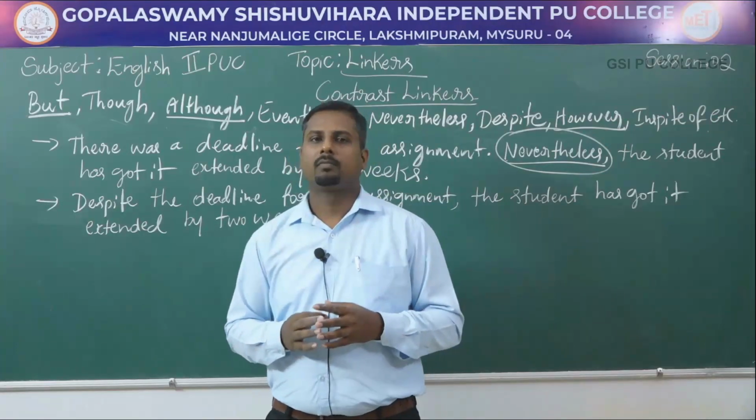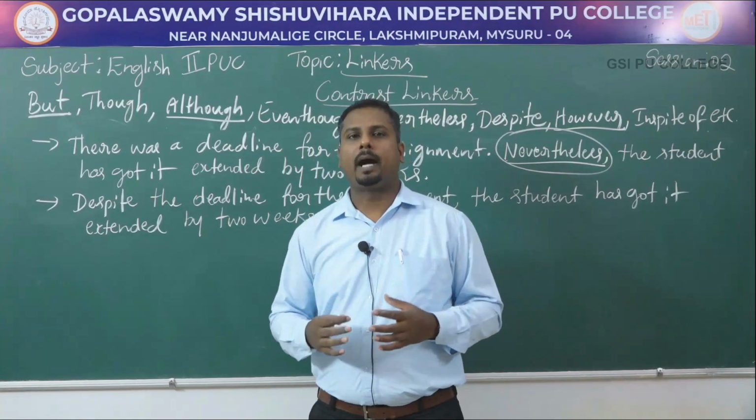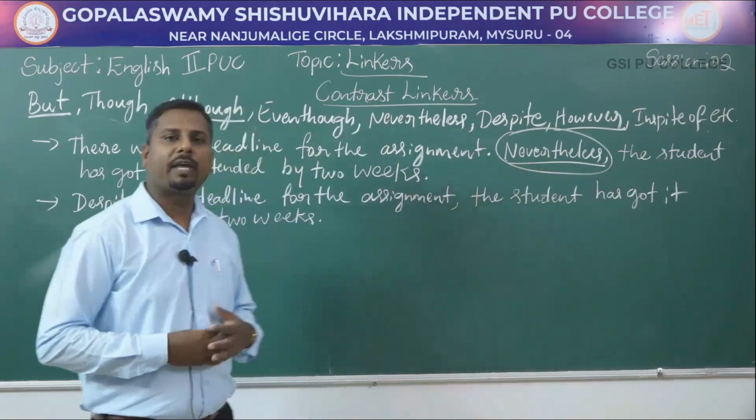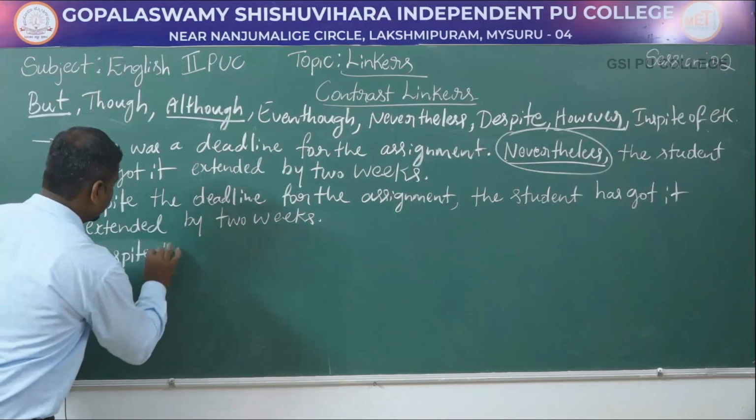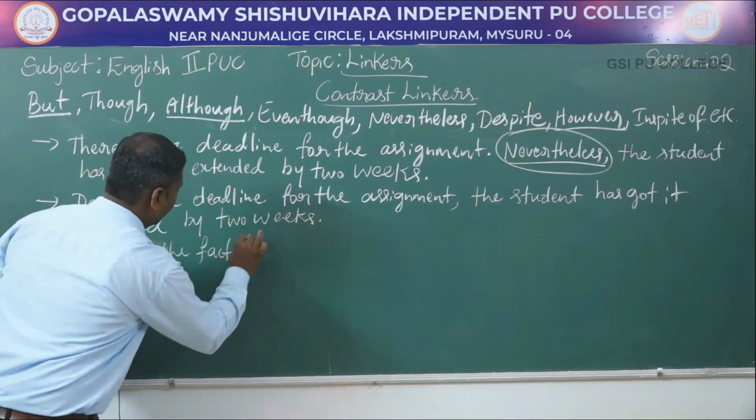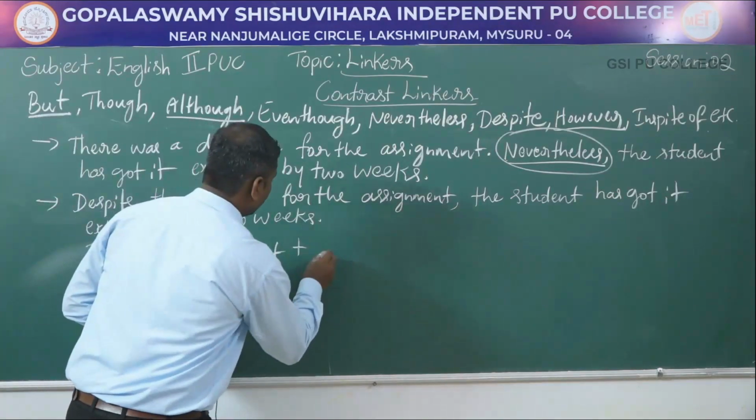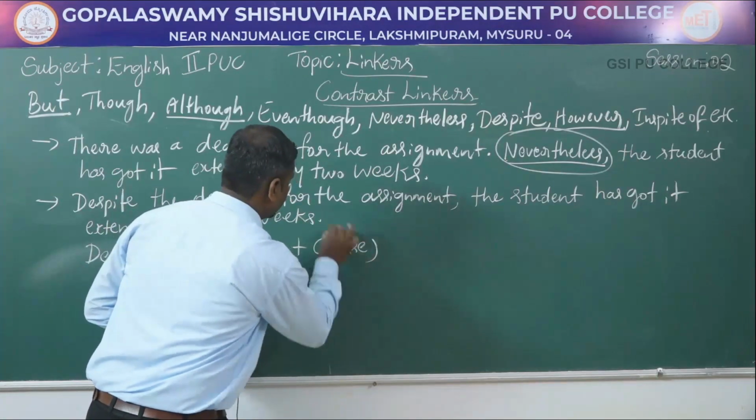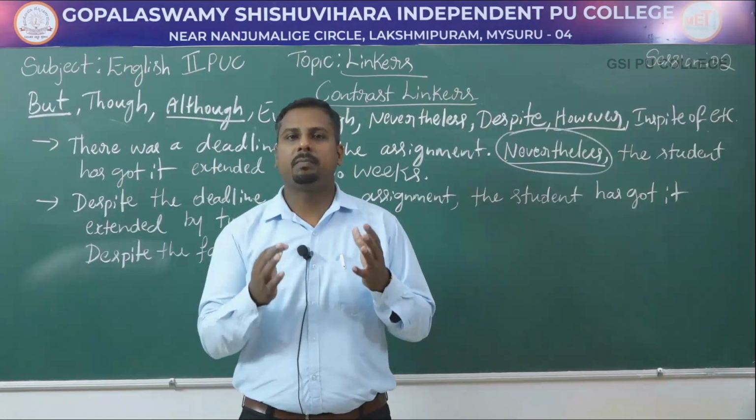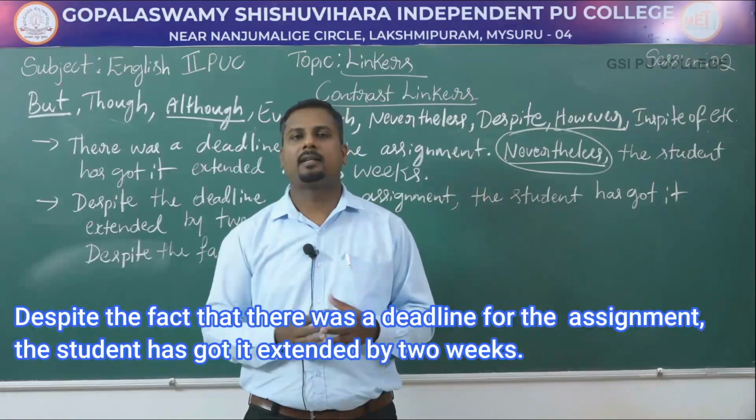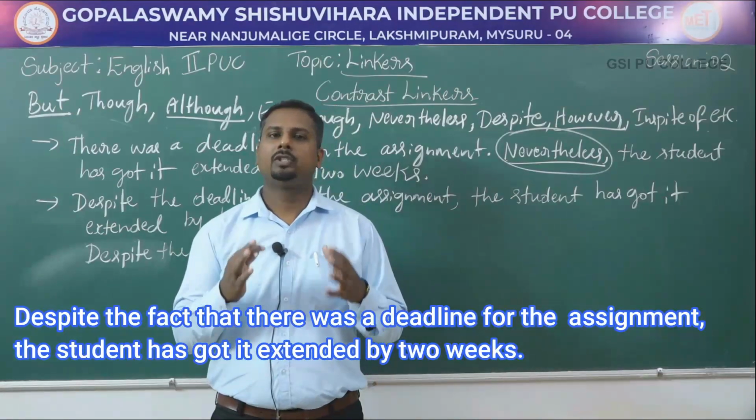Now you should observe that when we use the word despite as the linking word, it should be followed by a noun, not a clause. Or we can say, despite the fact that, plus a clause if we want to use a clause after it. In that case, the sentence would be like this. Despite the fact that there was a deadline for the assignment, the student has got it extended by 2 weeks.